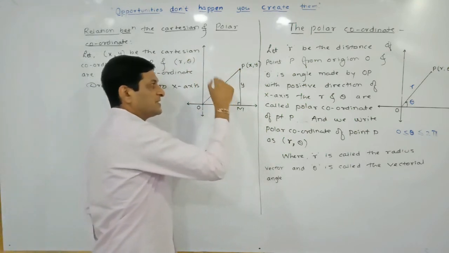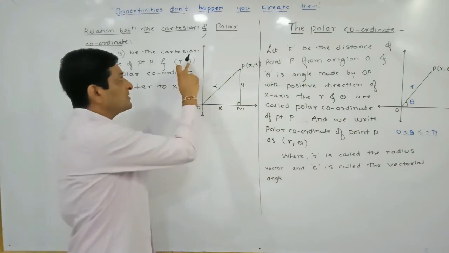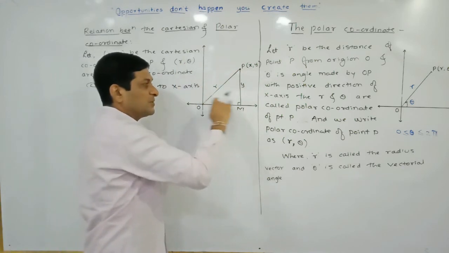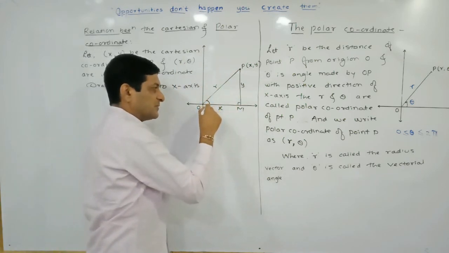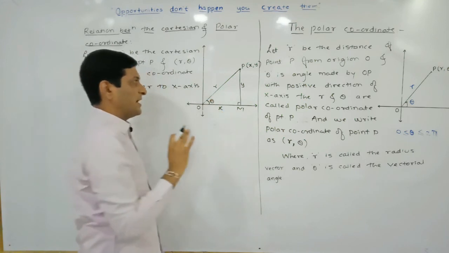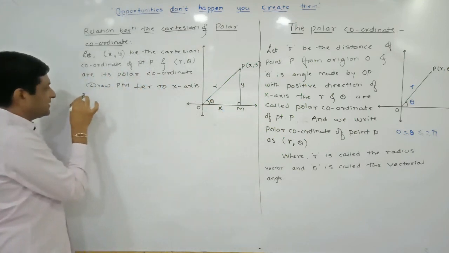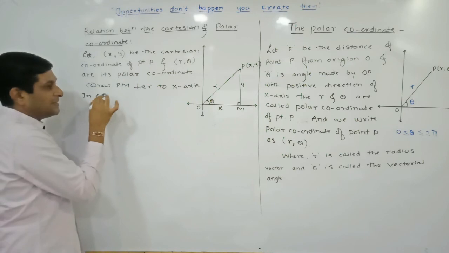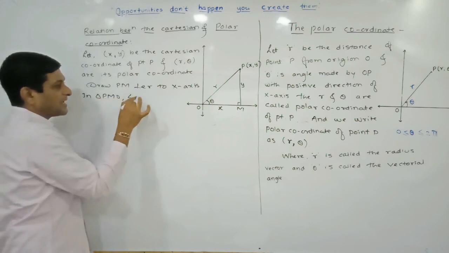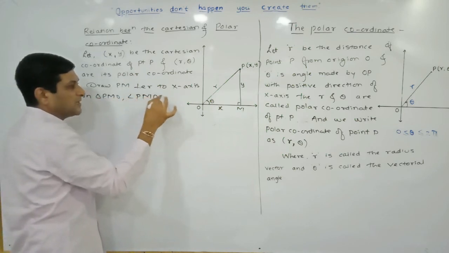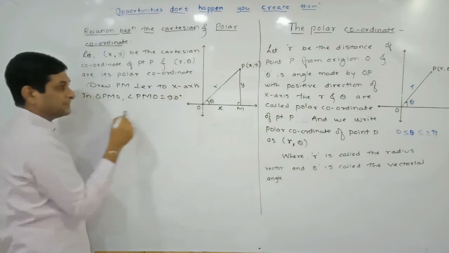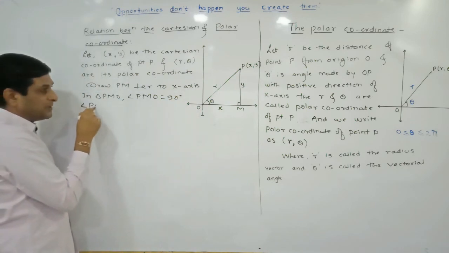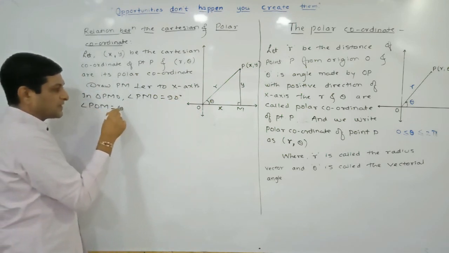So here OP is equal to r, and theta is the angle made by this OP with the positive direction of the x-axis, so this angle is theta. So in this triangle PMO, angle PMO is equal to 90 degrees, and angle POM is equal to theta.